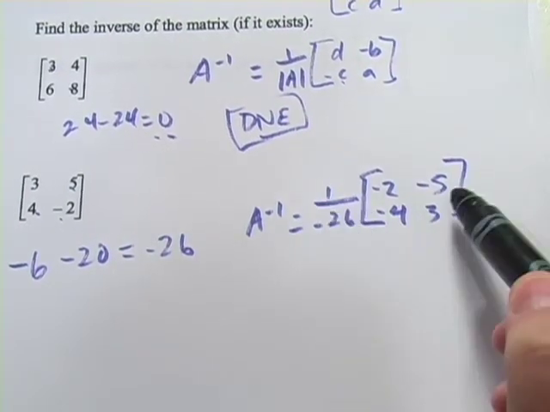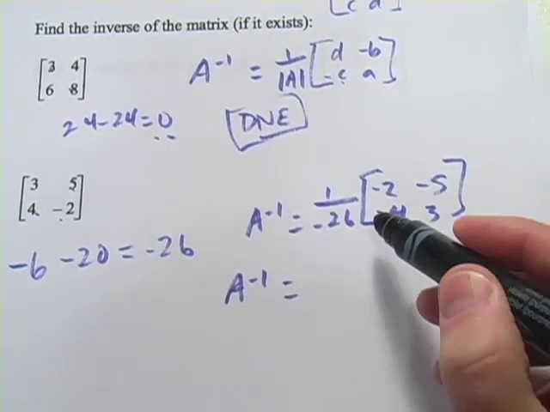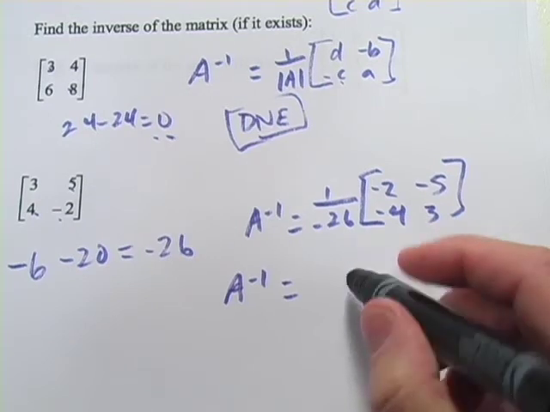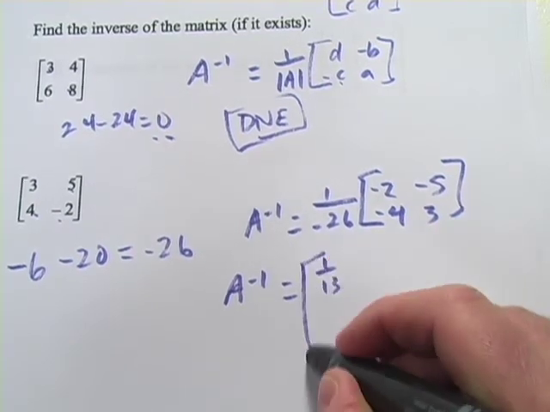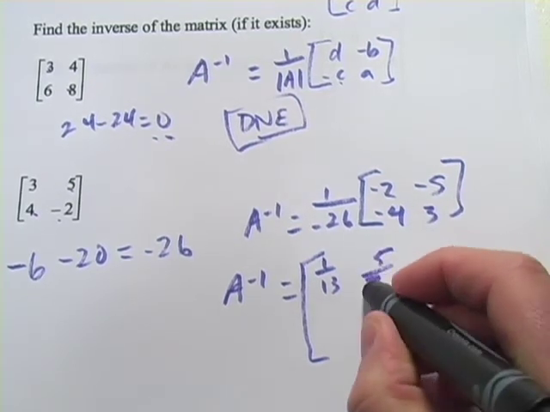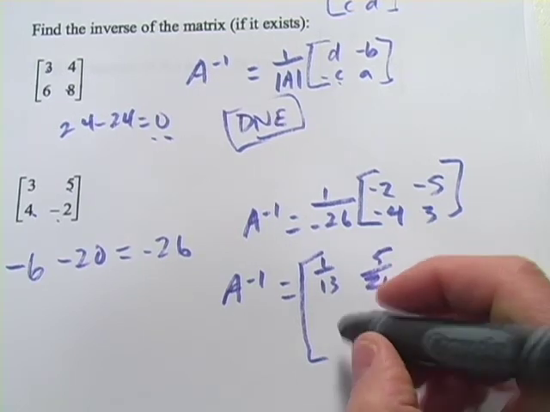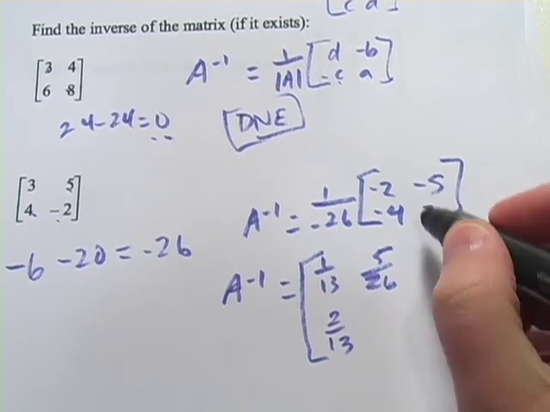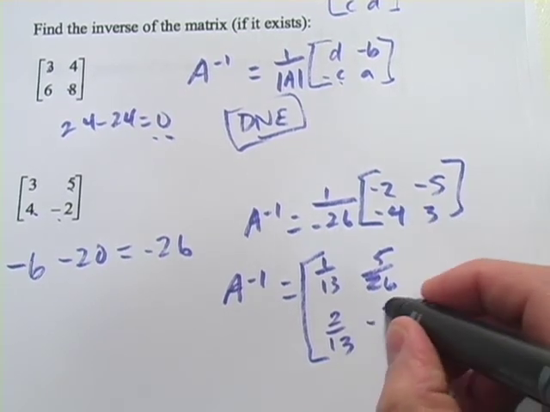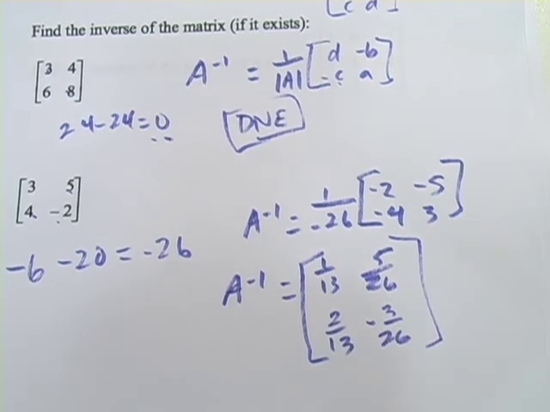And now what I'll do is I'll multiply our constant through here. So the inverse equals negative 2 over negative 26. That's going to be a positive 1/13. Negative 5 over negative 26. That's going to be 5/26. Negative 4 over negative 26. That's going to be a positive 2/13. And 3 over negative 26, that's going to be a negative 3/26. And that is our inverse. So that's a little bit of work with finding the inverses of matrices.